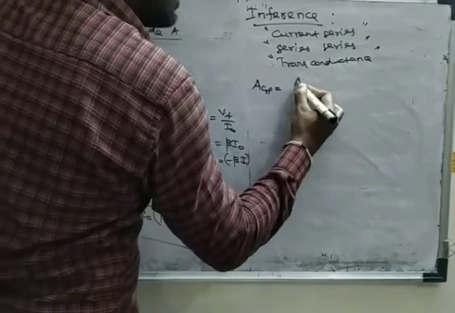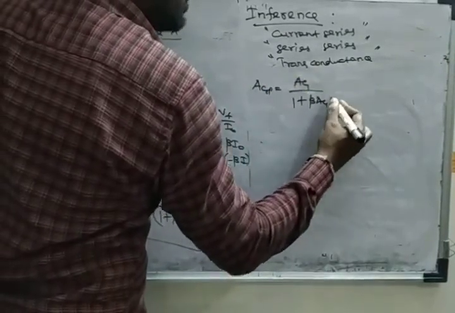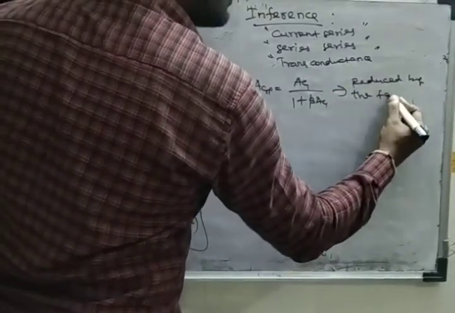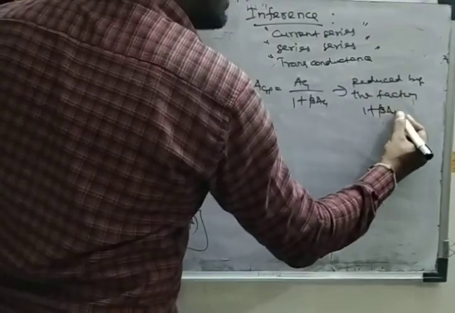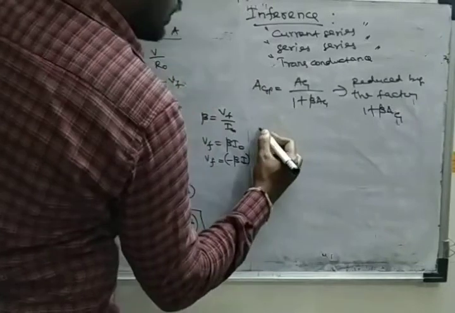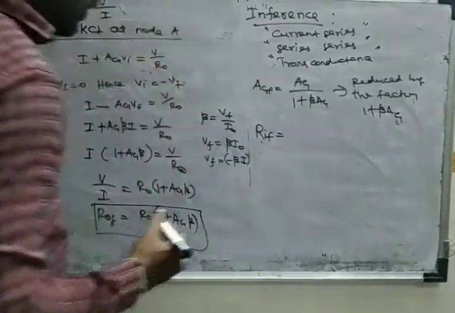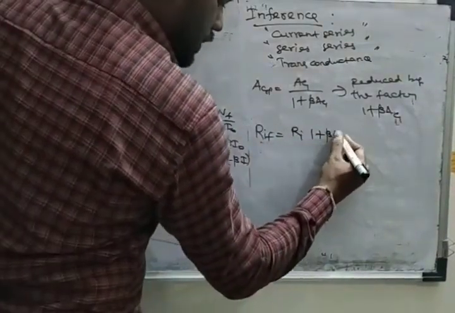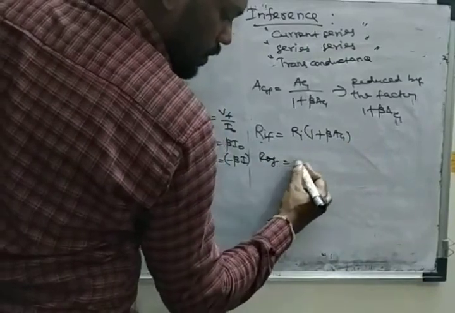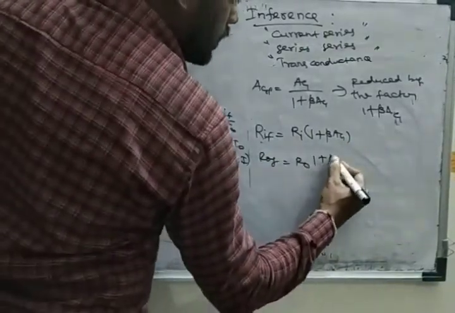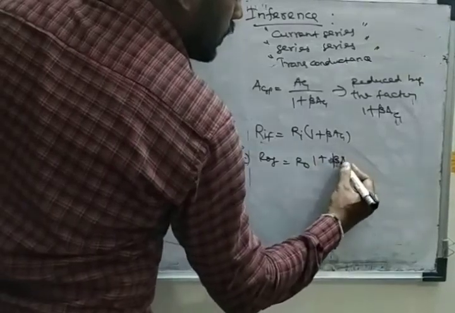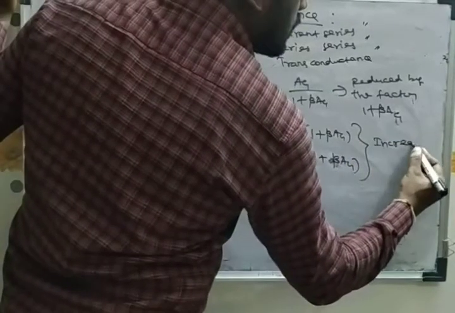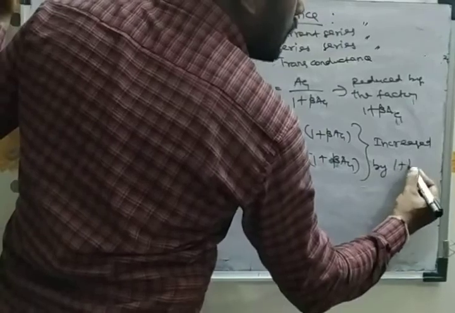AGF is equal to AG by 1 plus beta AG, reduced by the factor 1 plus beta AG, and RIF is equal to RI into 1 plus beta AG, R naught F is equal to R naught into 1 plus beta AG. Both are increased by 1 plus beta AG.